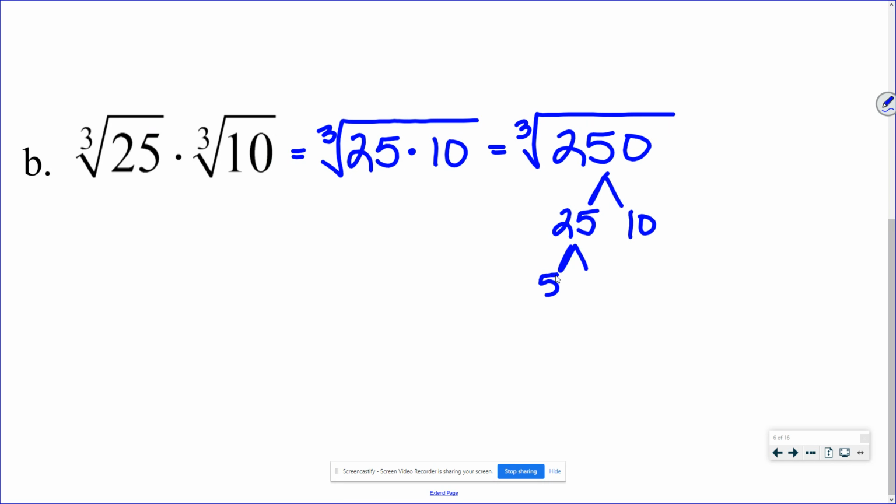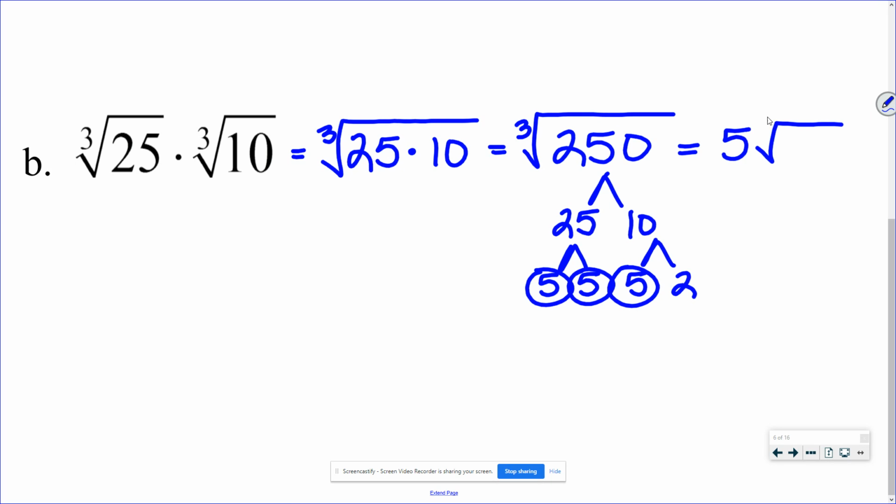So we're going to keep going, and we're going to break down our radical, making a little factor tree. And this is a cube root, so I'm looking for 3 things that match. And I do have 3 5s. So because I have 3 like numbers, I'm going to bring that number to the outside. And then I'm going to leave anything that's left, in this case just a 2, inside of the radical. So the final answer is 5 cube root of 2.